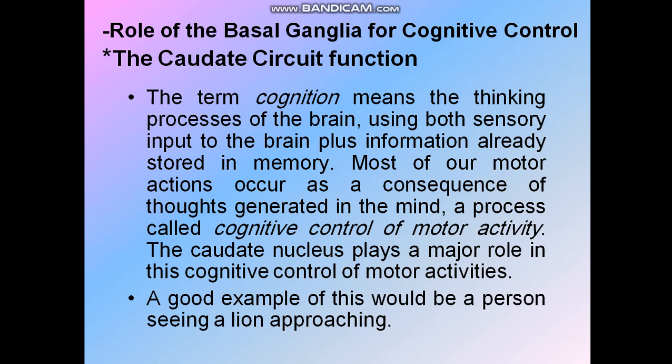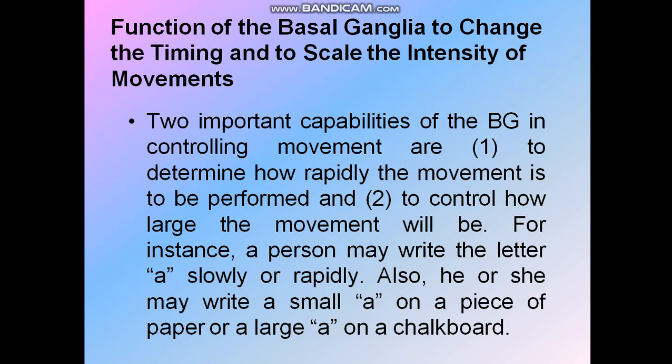The role of the basal ganglia of the caudate circuit is in the cognition of motor activity, when there is cognitive control of motor activity, so that it controls motor activity according to the experiences and memories stored. And the famous example of that: when a person sees a lion approaching, what will happen? This is cognitive control of motor activity.